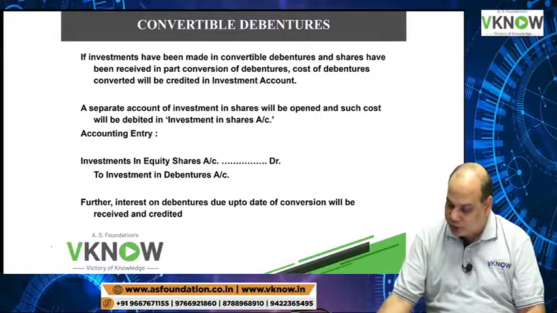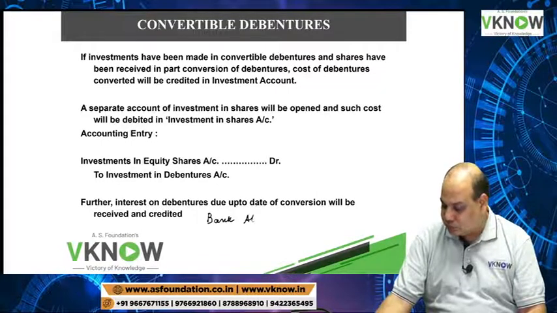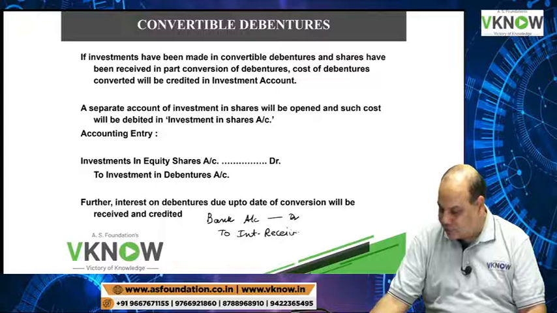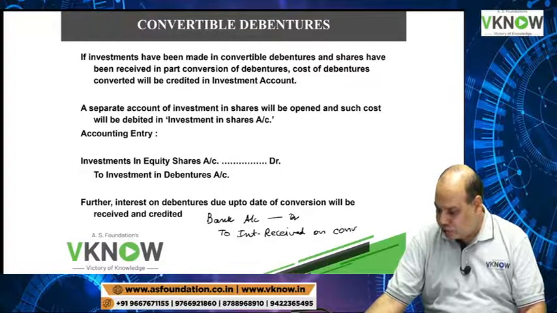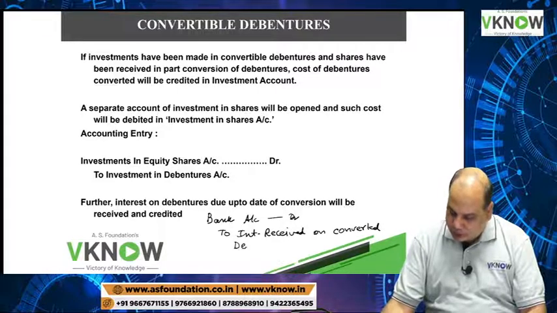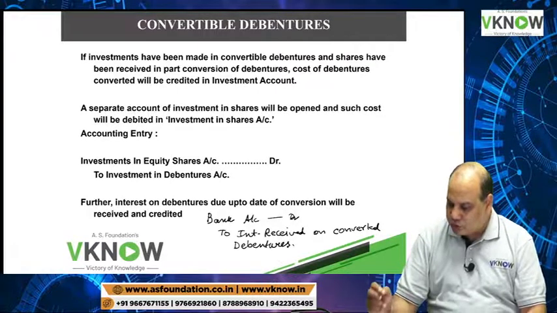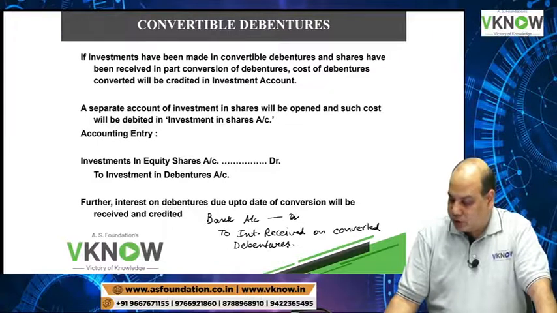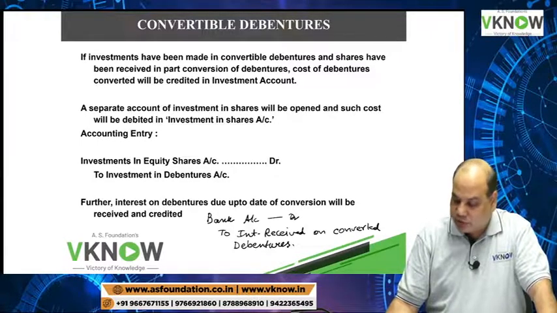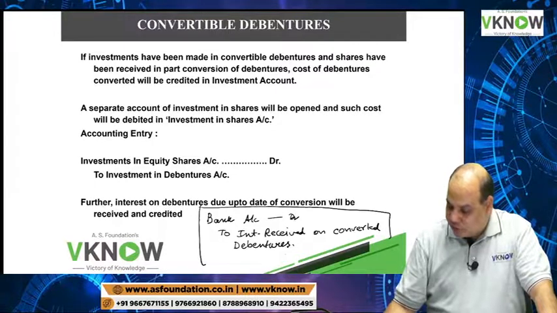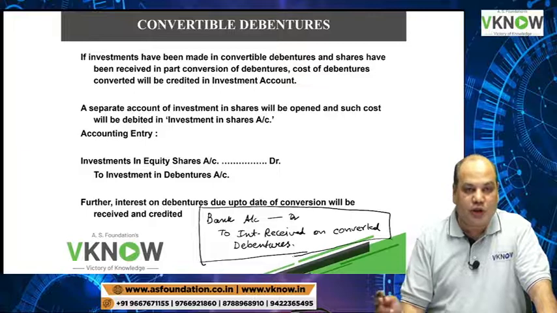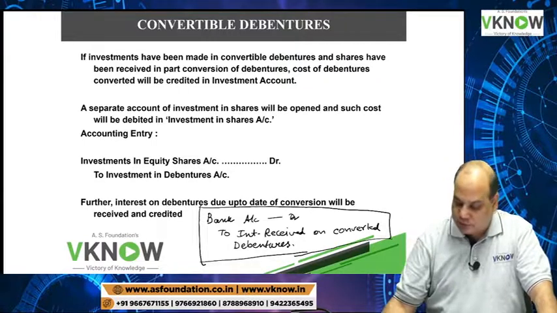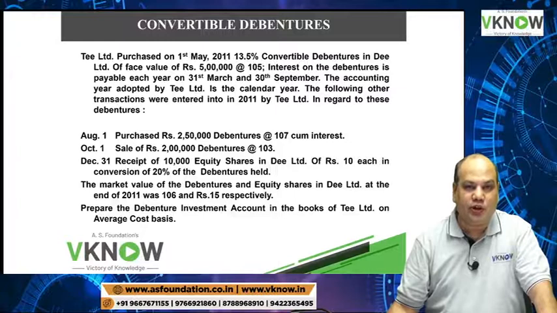So the investor will pass the entry as usual: bank account debit to interest received on converted debenture. Sometimes the student may forget to pass this entry. You have to pass the entry for interest received from the last date of interest payment till the date of conversion, if conversion takes place between two interest payment dates.